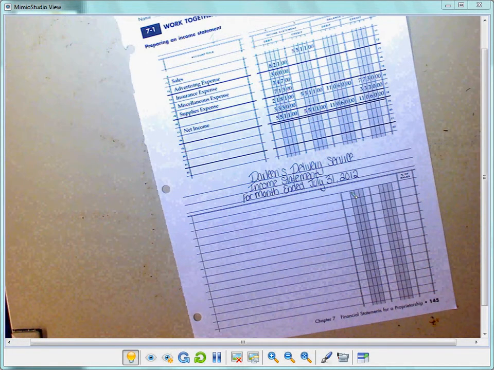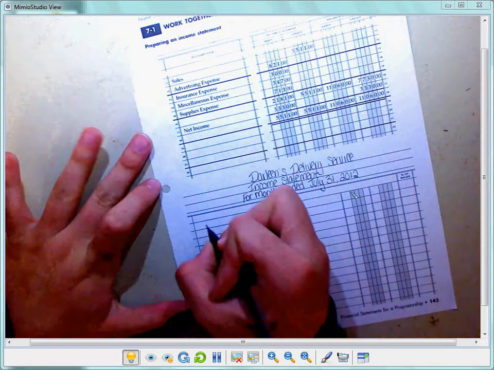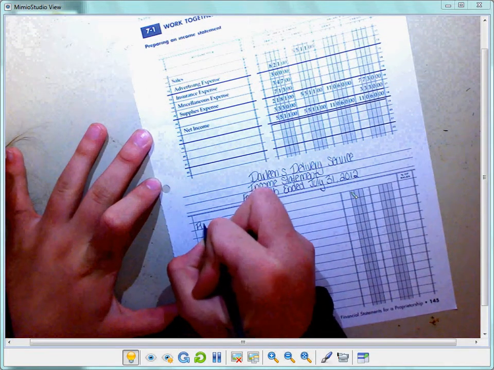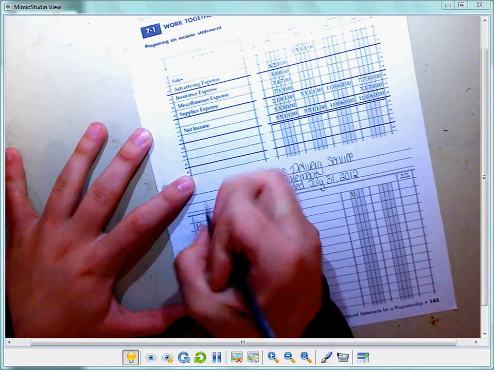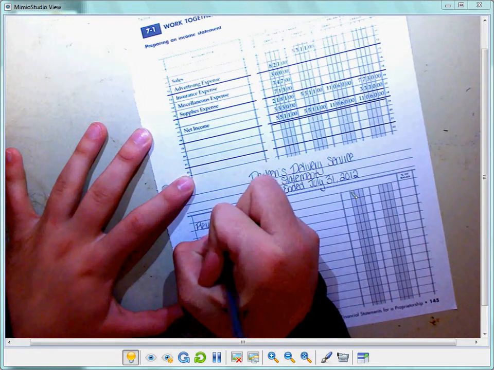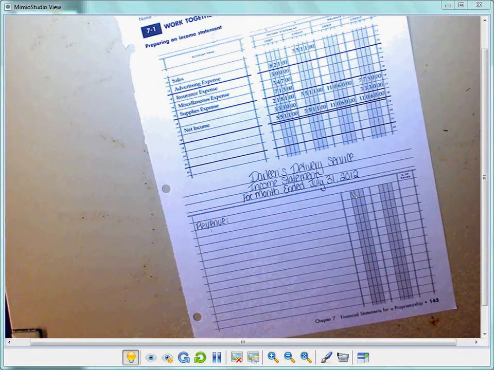Okay, now we will start preparing the actual income statement. So you actually have to skip a line. You're going to write revenue with a colon then. This would be not indented.